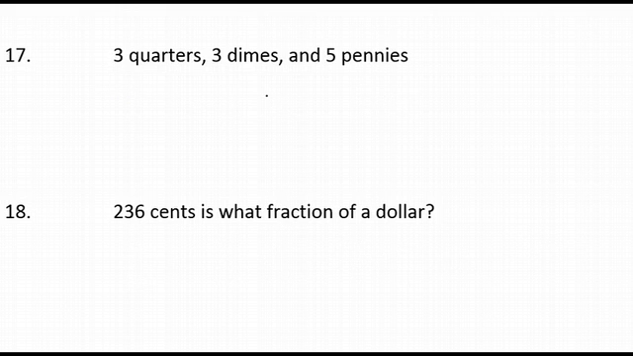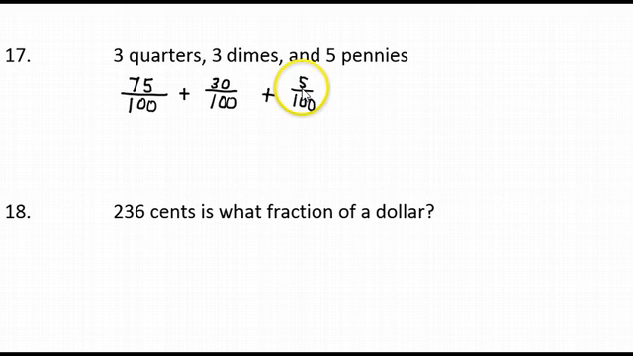The next question, I have 3/4, 3 dimes, and 5 pennies. So 3/4 is 75 cents, or 75 100ths. 3 dimes is 30 cents, so that's 30 100ths. And 5 pennies is 5 cents, or 5 100ths. Now when we add these, let's see, 75 and 5, that would be 80 100ths, plus 30 would be 110 100ths.